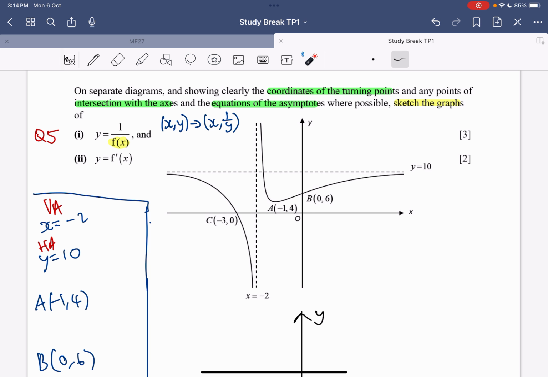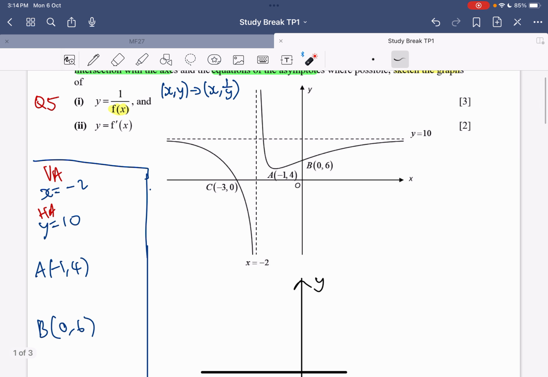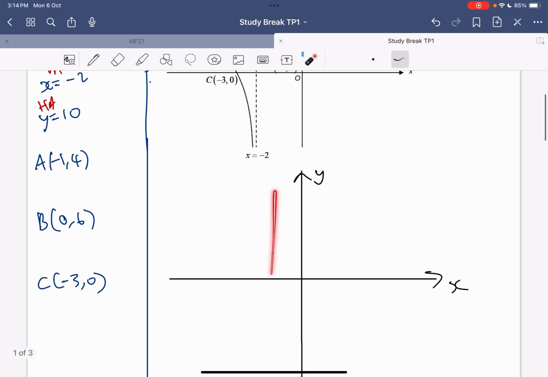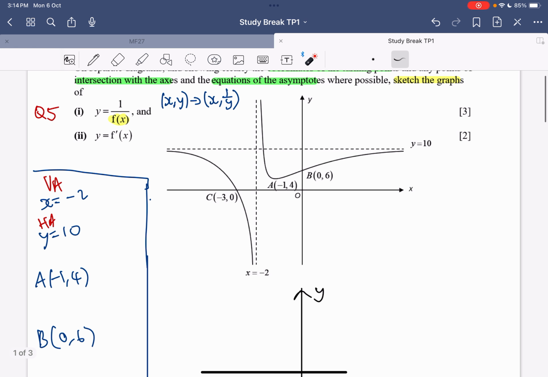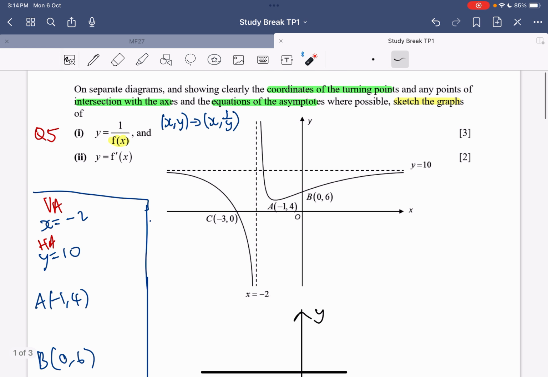Okay, so let's go through the main points that are given and the features, and see whether we can transform them to the new key features of the new graph, which we will then label first, and then we will see how to sketch and join up all these key features. So first and foremost, we have a vertical asymptote, x equals -2. So this is where the y is currently undefined, and so when you have 1 divided by undefined, here we actually change it to an intercept.